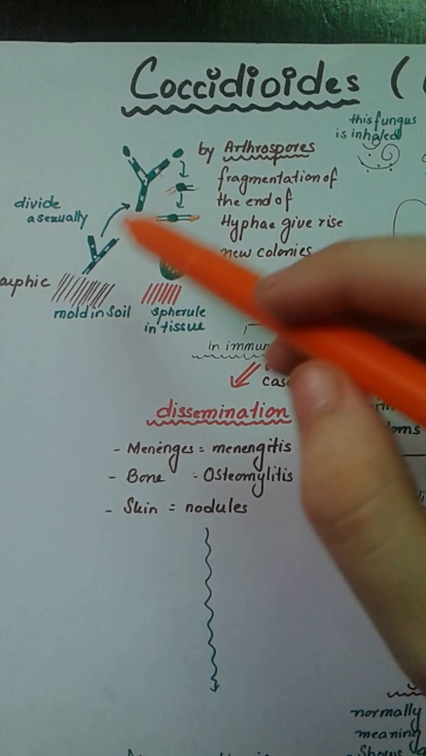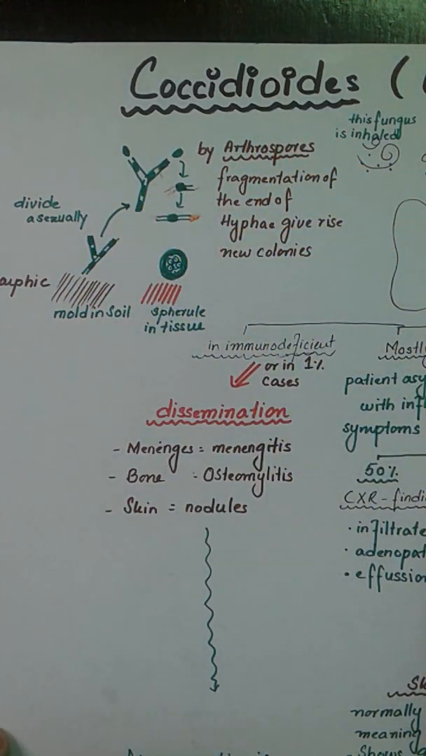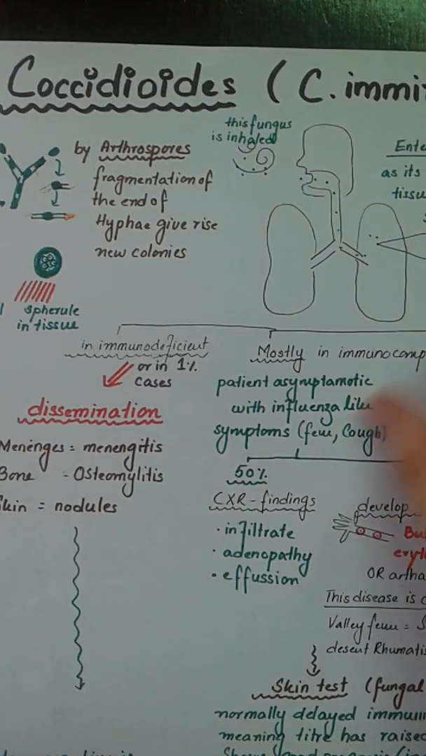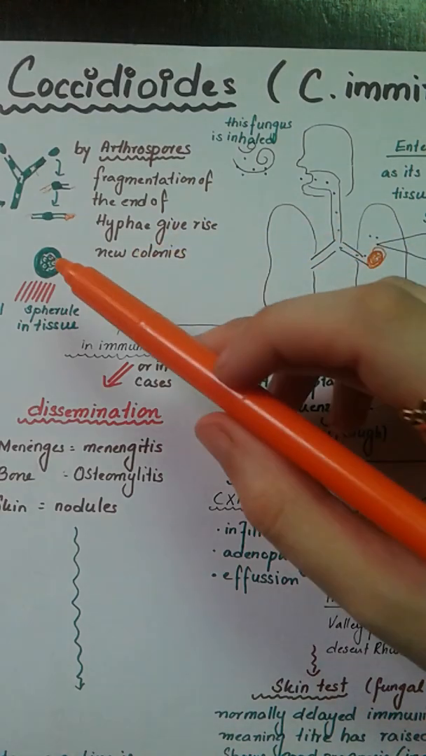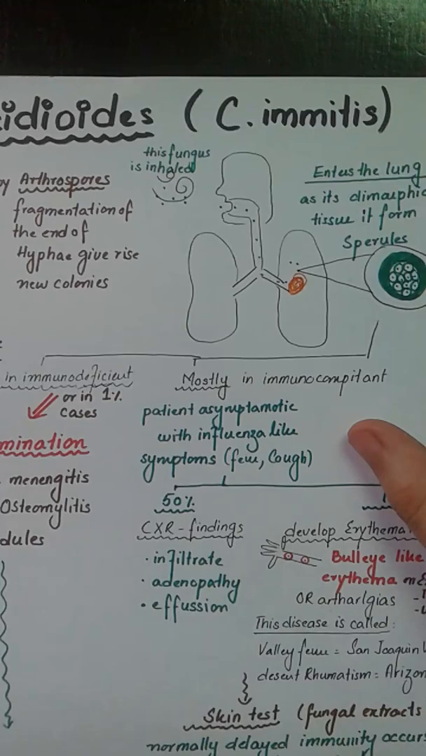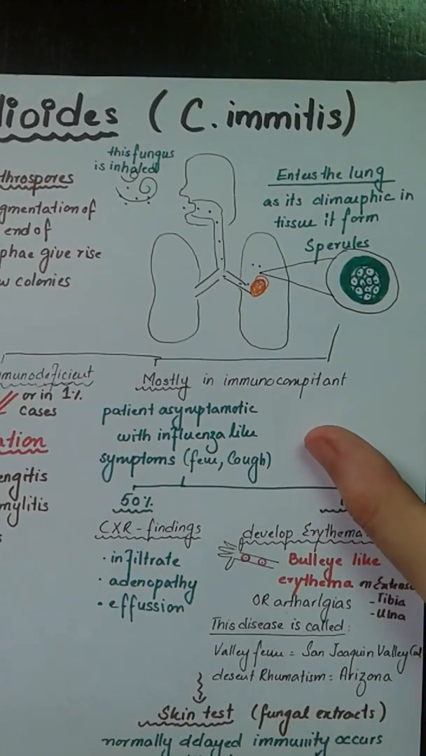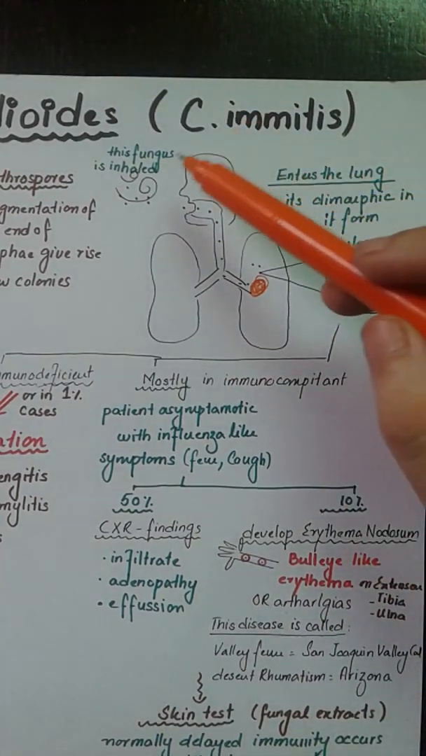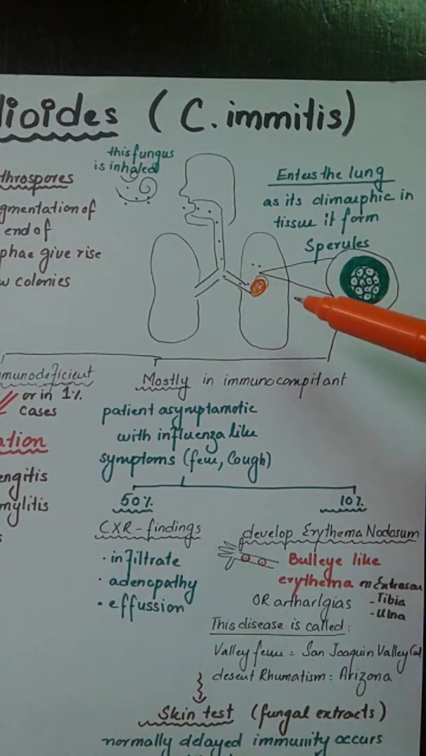Now, these arthrospores or this hyphae are inhaled. When it enters the body, it forms what we know as spherules. Spherules are double layered structures which have multiple small cells, each with a central nucleus. Now, what this does is it affects different parts of the body, but as it's inhaled, the primary area of its effect would be the lungs.